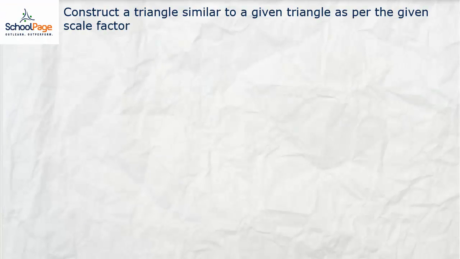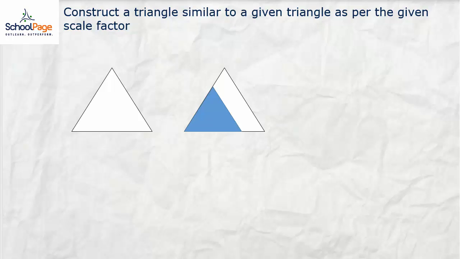When we have to construct a triangle similar to a given triangle as per the given scale factor, then there are two situations. The triangle to be constructed can be smaller than the given triangle. The triangle to be constructed can be larger than the given triangle. Whether the triangle to be constructed is smaller or larger than the given triangle will depend on the scale factor.